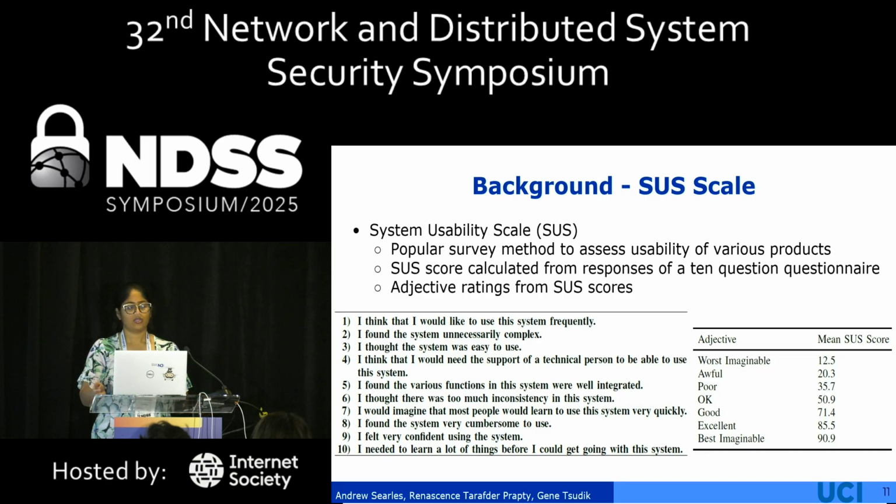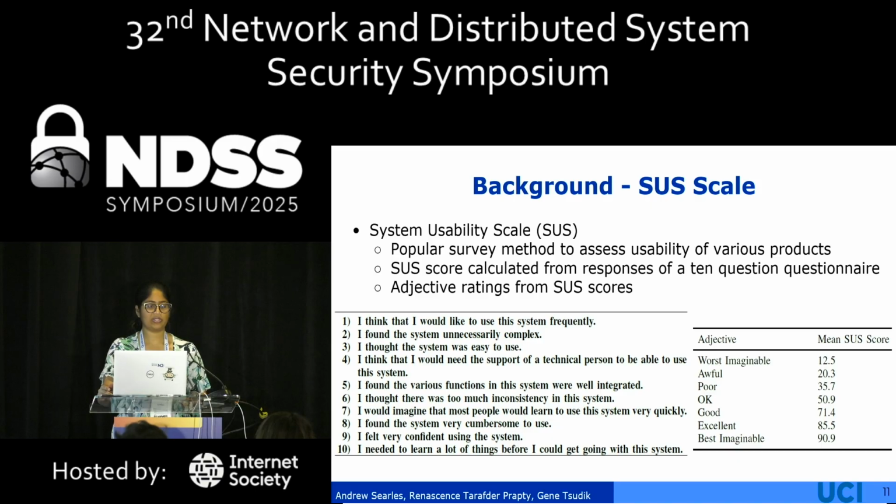Next, we focus on the usability of reCAPTCHA. For that, we quickly go over some background information. System Usability Scale, or SUS in short, is a popular survey method to assess usability of a product. It consists of 10 questions. Every question has 5 options ranging from strongly disagree to strongly agree.